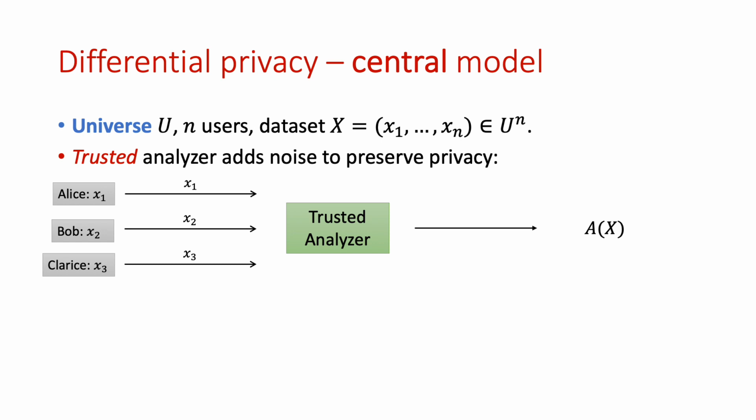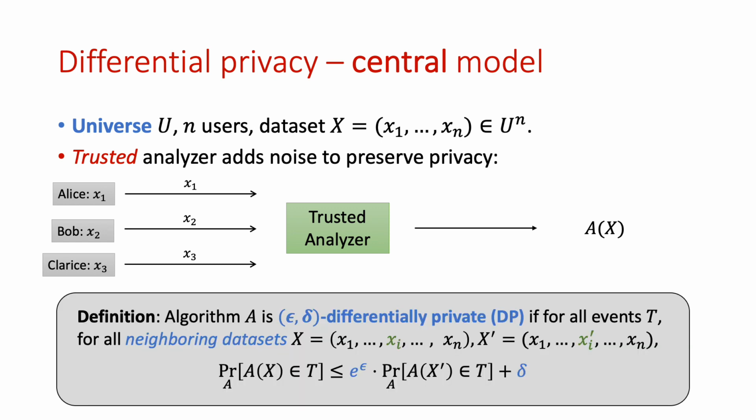In the central model, the way they do this is they each send their data point xi to a trusted analyzer, which may be, for instance, a government, which then adds noise to the desired statistics of the data set. And we denote the output of the trusted analyzer by A of X, which is a random variable. The algorithm A is then defined to be epsilon delta differentially private if, roughly speaking, for all neighboring data sets X and X prime, which differ in a single element, the distribution of A of X is similar to the distribution of A of X prime. Formally, we require that for all events T, the probability that T occurs under A of X is similar to the probability that T occurs under A of X prime.